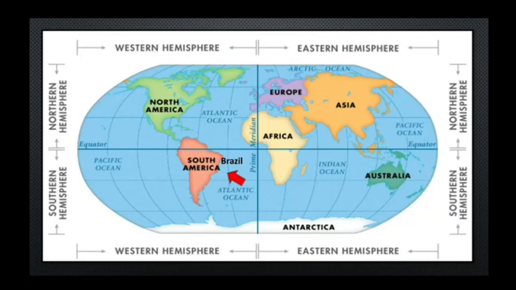In the northern part of the South American continent. So what continent does it lie on? It lies on the northern part of which continent? Of the South American continent. As India lies on the Asian continent, Brazil lies on the South American continent. As India lies in the south of the Asian continent, similarly Brazil lies in the north of the South American continent.